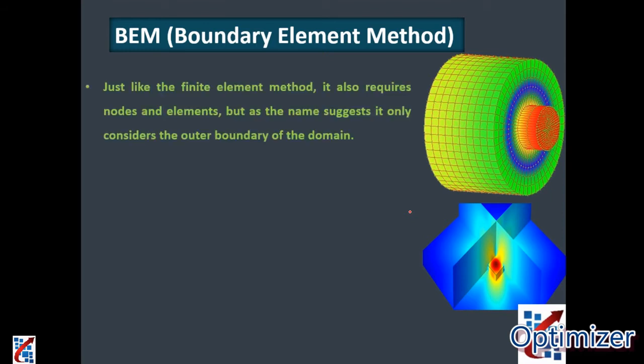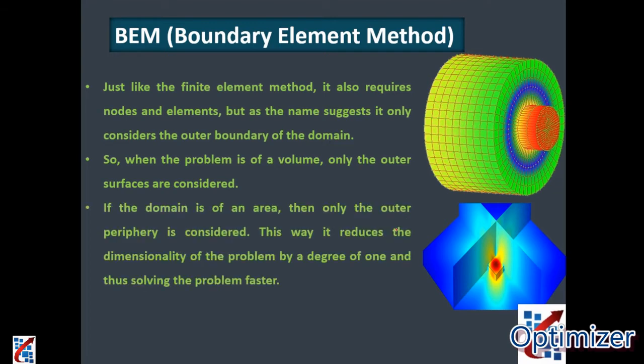So just like the finite element method, it also requires nodes and elements, but as the name suggests, it only considers the outer boundary of the domain, okay. So we are going to discuss some real-time applications, so then it will be clear to you. When the problem is of volume, you need to consider the surface, and whenever the problem is related to area, you need to consider only the outer edges, okay. The outer periphery is considered, okay.